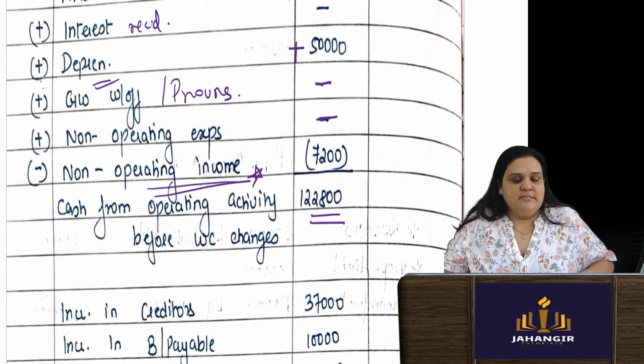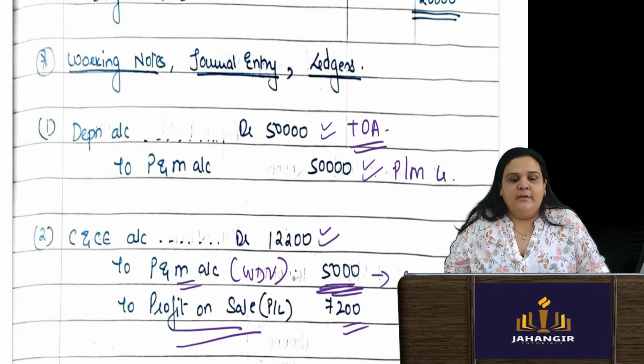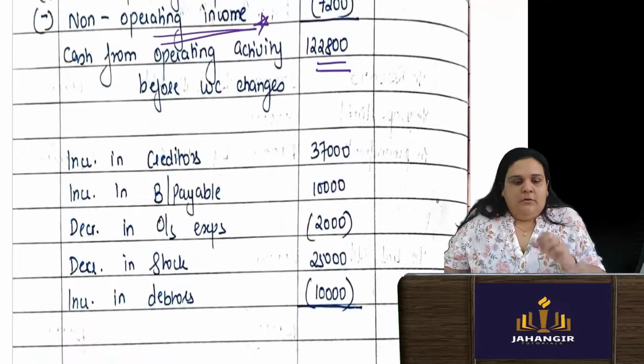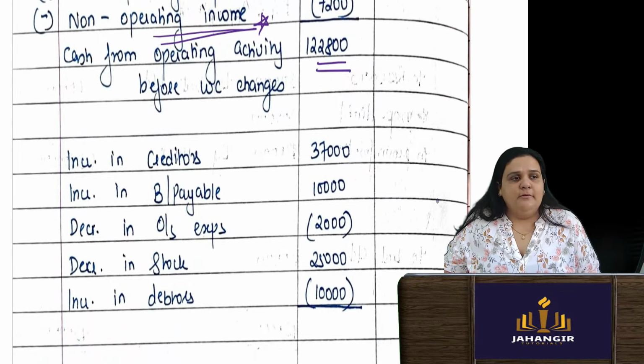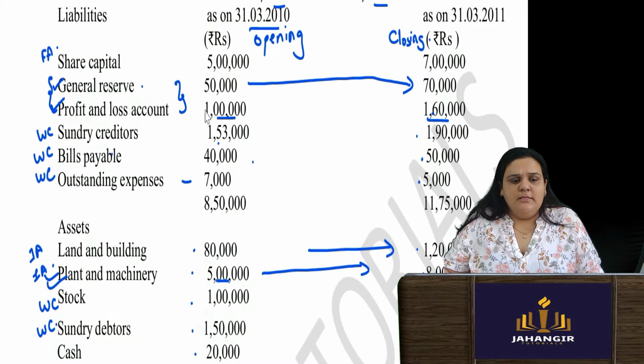This 7,200 is your non-operating activity. This cash and cash equivalent, one entry has gone in the plant and machinery account. One effect will go in what? Your profit, no, in your P&L. So 1,22,800. So all this is done.